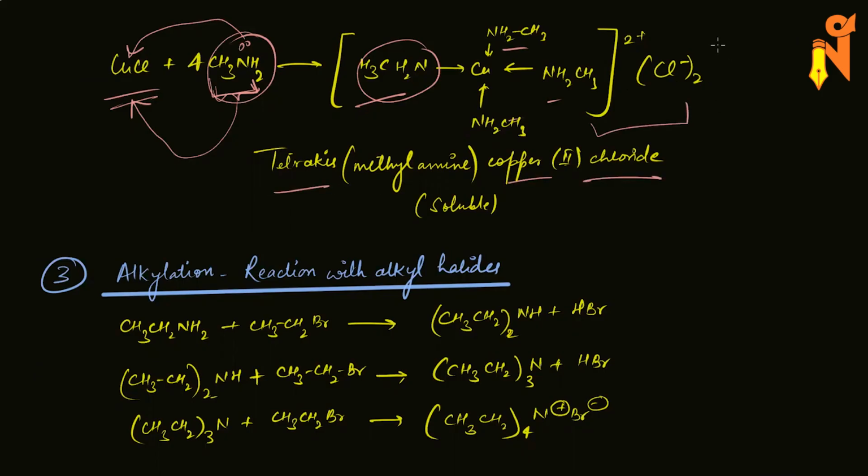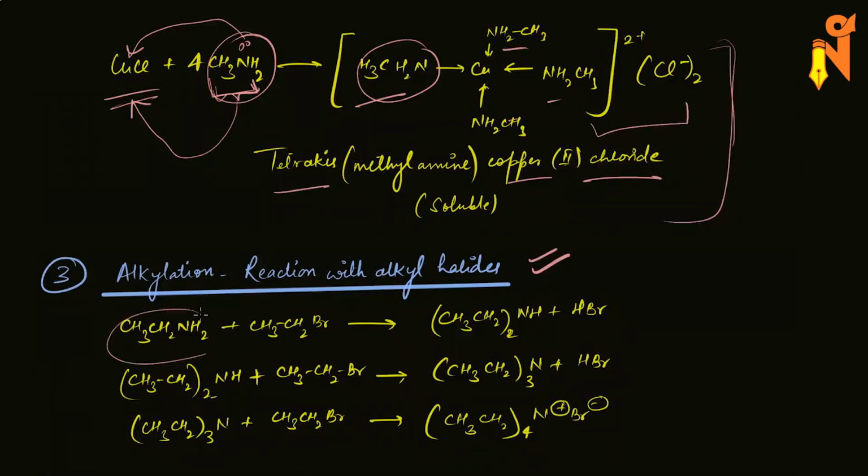As I mentioned, this reaction itself is not required. They won't ask you to write this as an example, or to complete this reaction, but this is just to give you an idea that amines are capable of forming coordination complexes by putting their lone pairs in the empty orbitals of the transition metals. The next important reaction is the alkylation reaction.